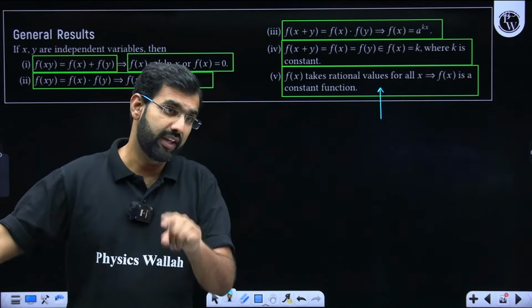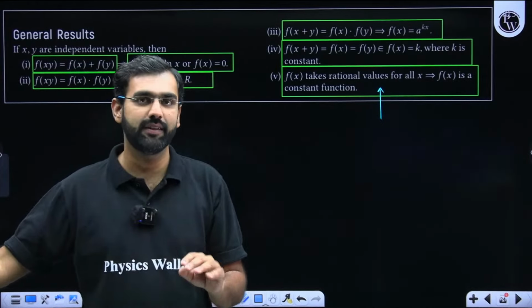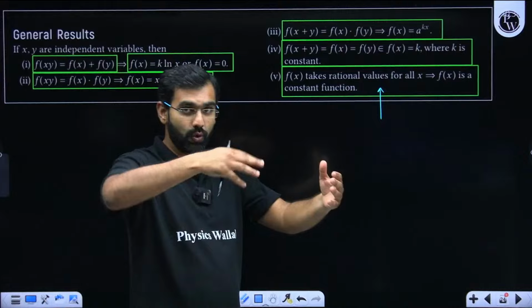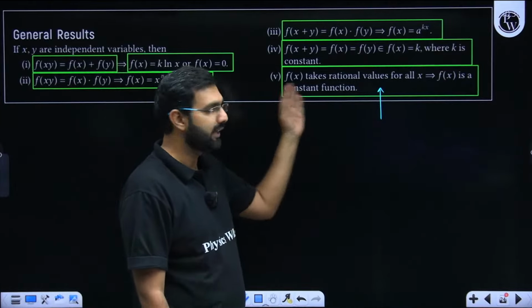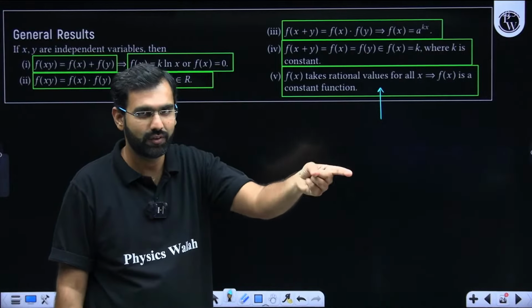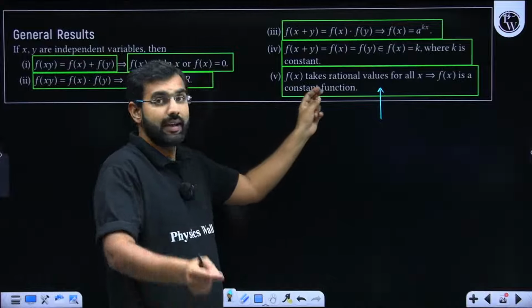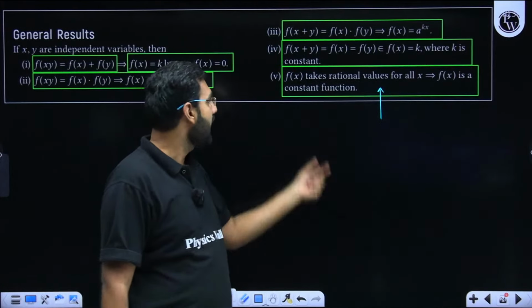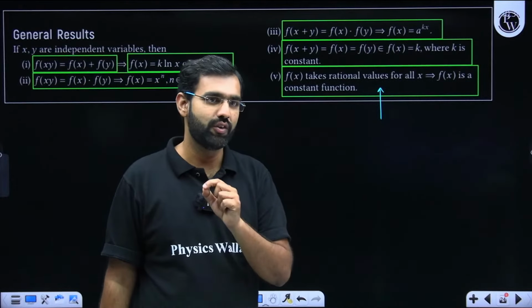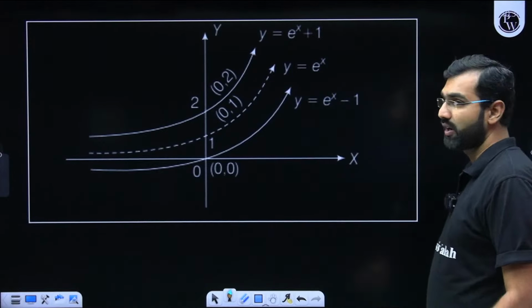So instead of telling you that f of x is a constant function, this is how JEE plays with your brain: it writes it in a different way, going through the other way, not in a straightforward manner. They may give you the data that f of x is a constant function, but they don't write it like this in the question. What they say is that f of x is a function which takes rational values for all x. That can happen only when it is a constant function. Please remember that.